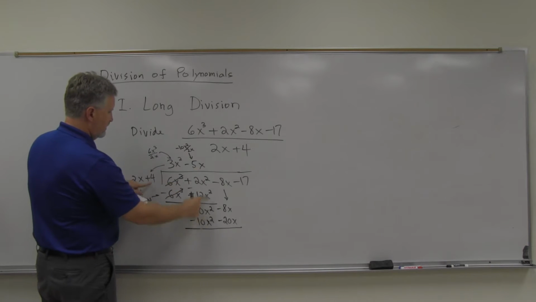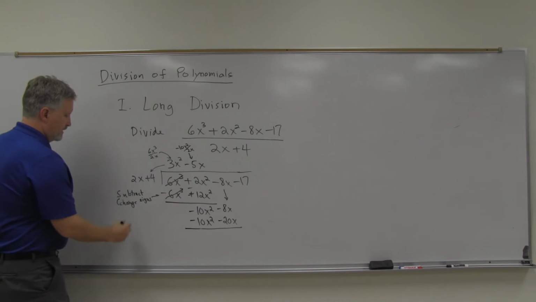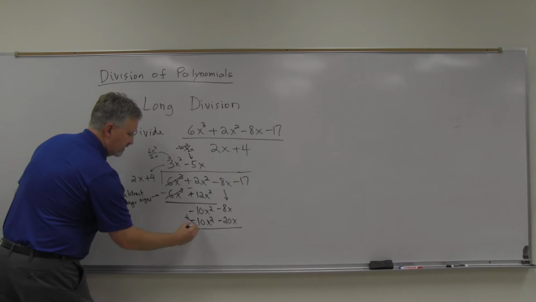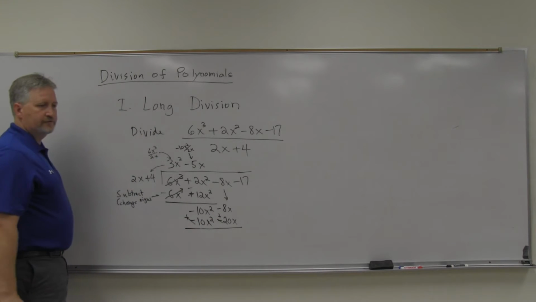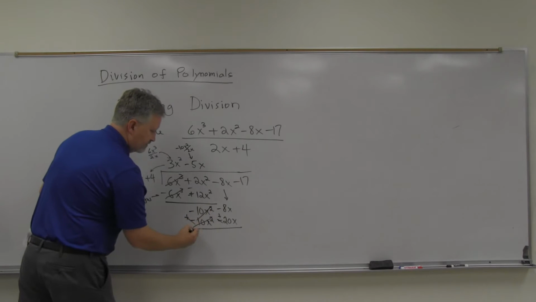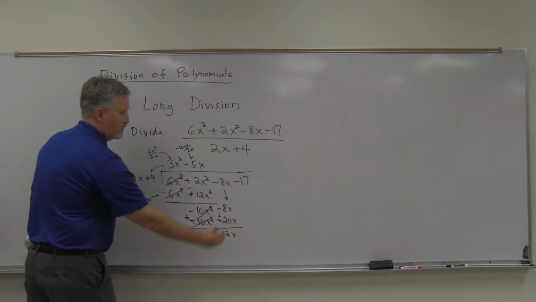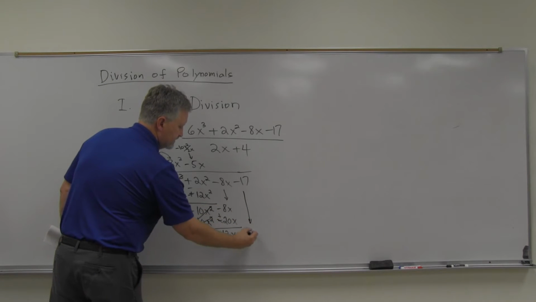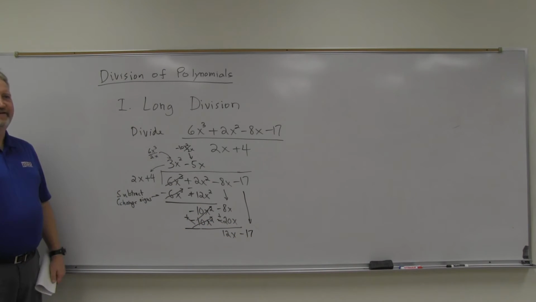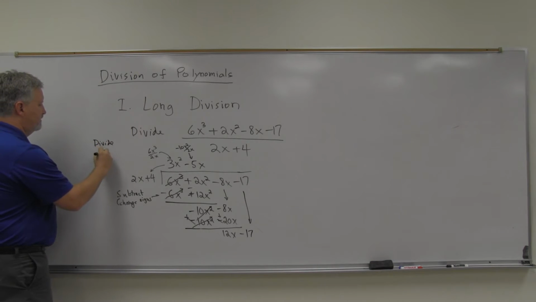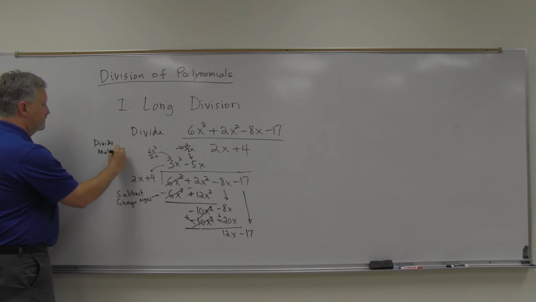So negative 10x squared minus 20x. All right, so we're subtracting, so that means change these signs. Plus, plus. So that's going to drop out, and that'll make it 12x. And we got one more, so bring down the minus 17. And the process is divide, multiply, subtract, or change signs.